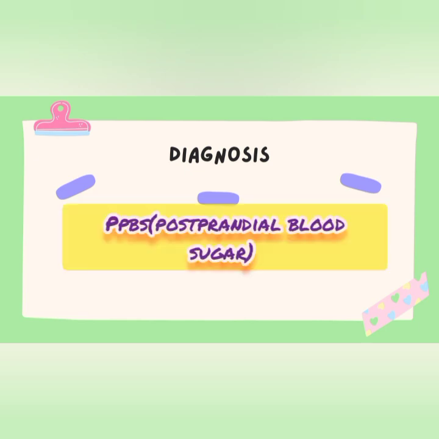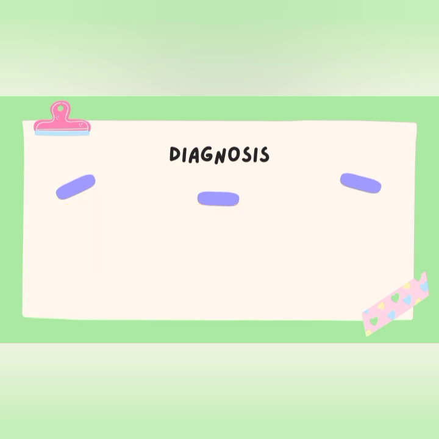So next test I would like to discuss about PPBS, that is the postprandial blood sugar test. It is the test which is exactly done 2 hours from the time of meal consumption. All the normal values as well as the abnormal values I will be discussing later in the next slide.